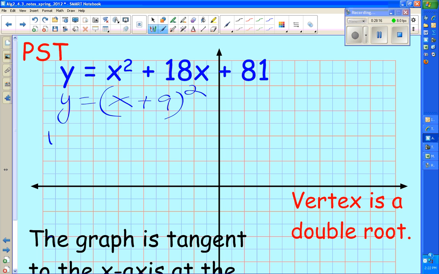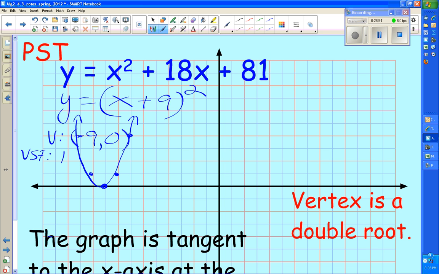What's the vertex? Negative 9, comma 0. So 1, 2, 4, 6, 8, negative 9 comma 0. What's the vertical stretch factor? Right 1, up 1. Right 2, up 4. Left 1. And left 2, up 4. Here's your graph. And it's tangent to the x-axis at the vertex of negative 9, 0.